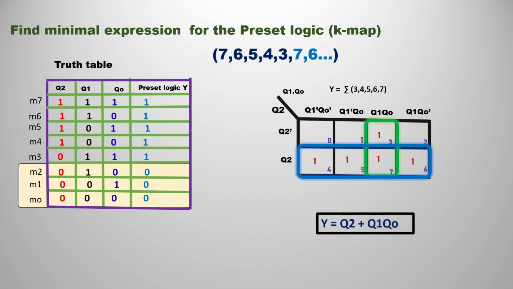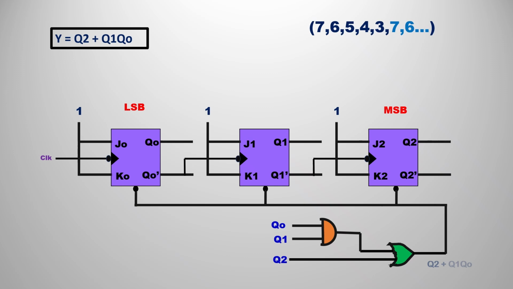For the expression of the preset logic we are going to use the K-map. As we have 3 variables, Q2, Q1, Q0, I am going to use a 3-variable K-map. If you observe Y, we have the minterms in positions 3, 4, 5, 6, 7. We can simply say the preset logic Y is present only in the sequence of the counter. Other than the sequence of the counter, we will not place ones or minterms in the K-map. So we can have 2 groups: 3 and 7 as one group, and 4, 5, 7, 6 as another group. So the output expression Y is Q2 plus Q1 Q0. Now we have obtained the preset logic, that is Y equals Q2 plus Q1 Q0, for this counter.